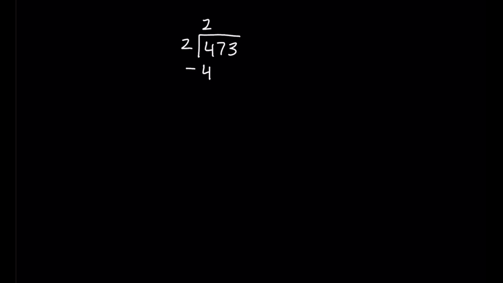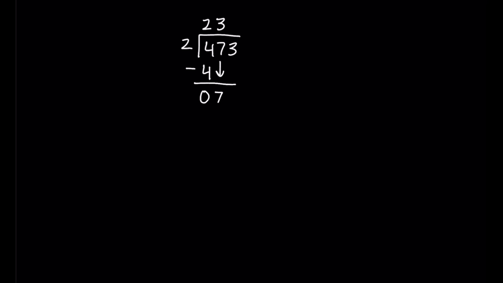We would subtract this, and we would only be subtracting the first digits. That would give us 0. Next, our second step is to move the second digit down. Now we have 7. We repeat the steps. How many times does 2 go into 7? 2 goes into 7 3 times.